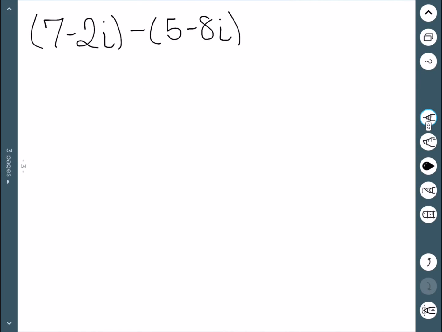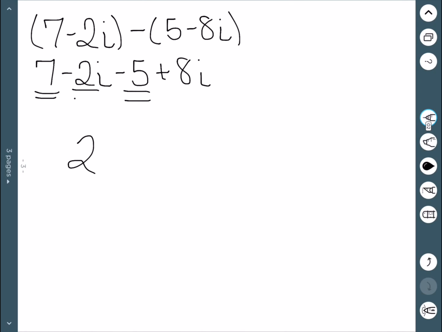Next we'll look at subtraction. 7 minus 2i minus 5 minus 8i. The first step in subtraction is to distribute the negative sign. I get -5 plus 8i. And now I can do this the same way I dealt with addition. I have 7 minus 5 is 2. -2i plus 8i would be 6i.